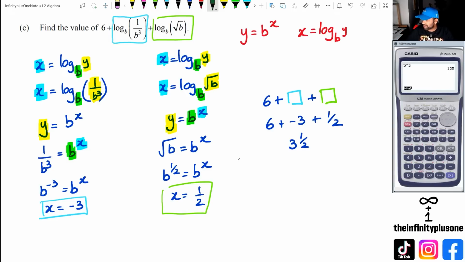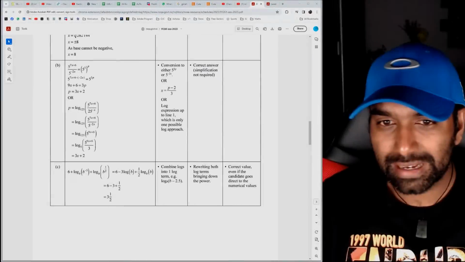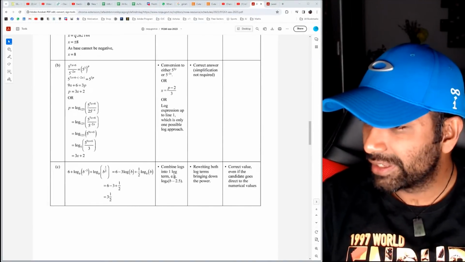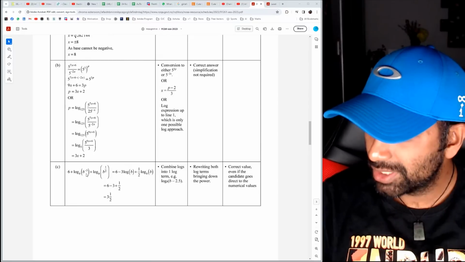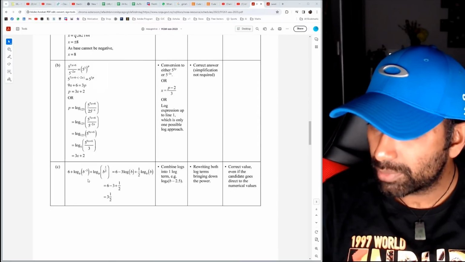But anyway, grades wise, correct value, even if the candidate goes directly to the numerical values. Wow. So even if you go straight to -3 plus half and give the final answer as 3.5, you're going to get an excellence grade for that. That is just insane. Rewriting both log terms, bringing down the power. I don't know, I'm trying to decode the answer schedule here, because I'm not really sure what you're going to get merit for. Rewriting both log terms, bringing down the power.